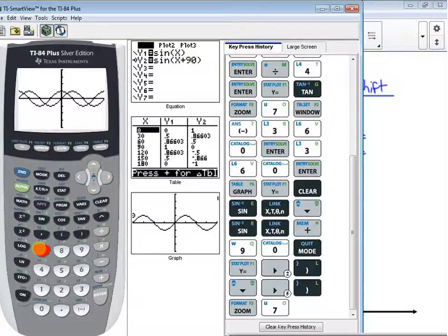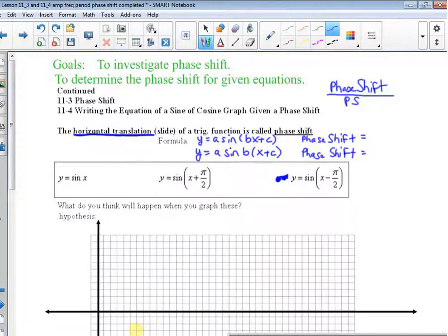So you might think that this plus 90, my hypothesis, would have been that this moves to the right. But what really happens is it moves to the left 90 degrees. Okay? So then that would help my hypothesis on this one to go from that it moves to the left to actually moves to the right. And it does, from the original y equals sine x.